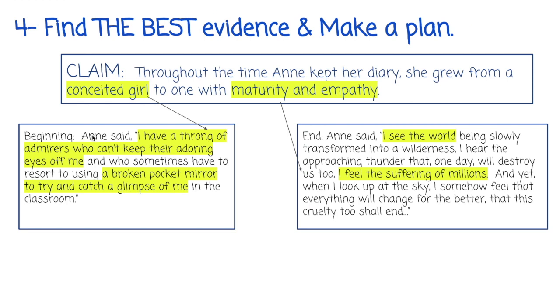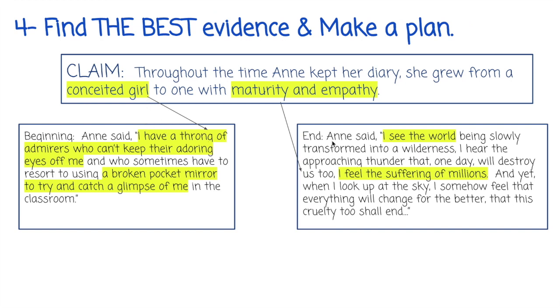So in the beginning of the excerpts, Anne said, I have a throng of admirers who can't keep their adoring eyes off me and who sometimes have to resort to using a broken pocket mirror to try and catch a glimpse of me in the classroom. So does that show conceit? I highlighted the parts that show conceit.